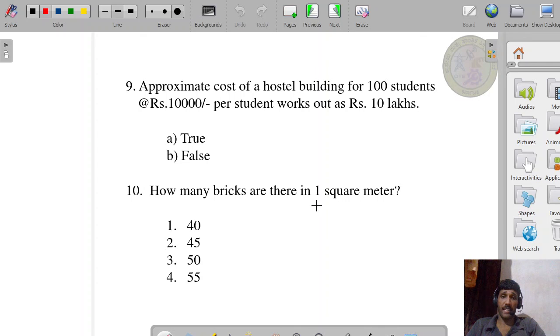Next, how many bricks are there in 1 meter square area? 40, 45, 50, or 55. Which is the correct answer? In general, for 1 meter square area, 50 bricks are there. Option number 3 is the correct answer.